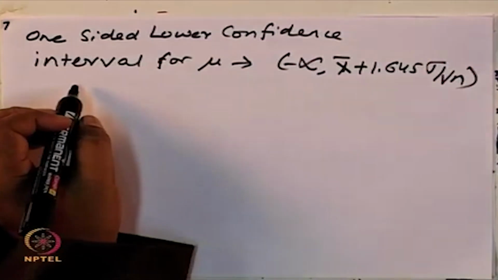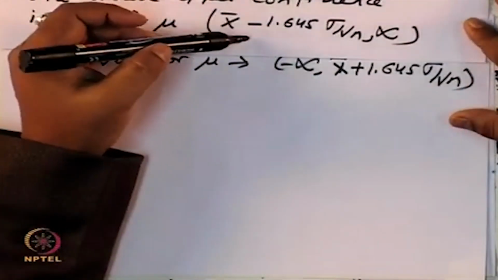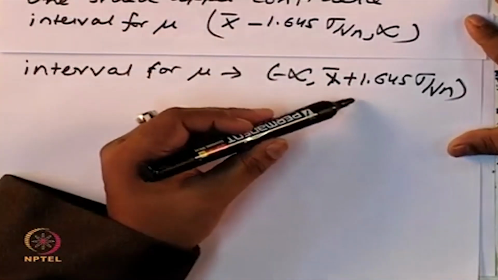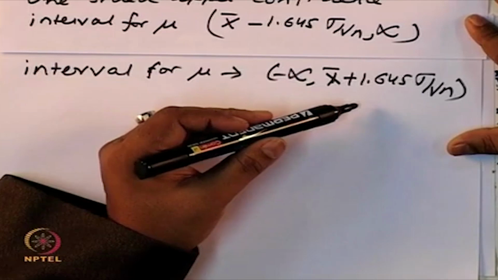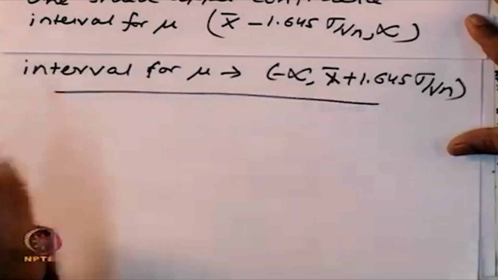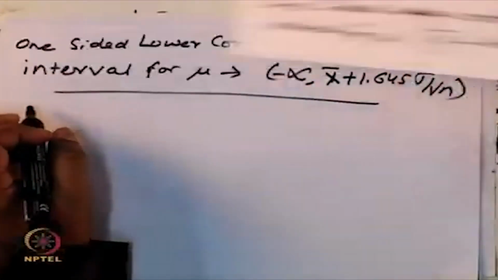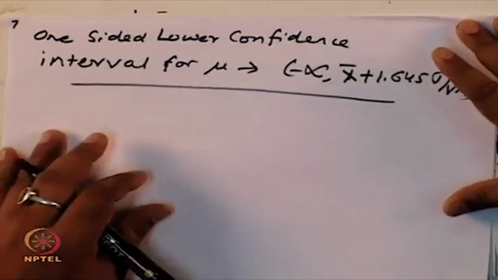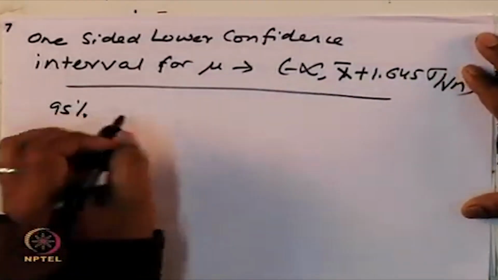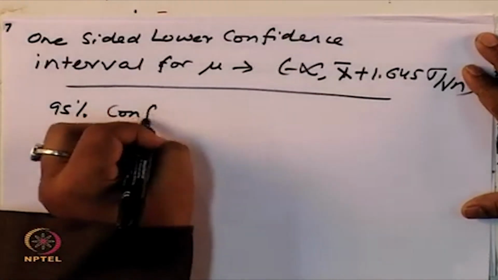Okay. So, this stipulates the lower bound for mu, and this, x bar plus 1.645 sigma by root n, stipulates the upper bound for mu. Okay. Now, for all these cases we have assumed the 95% confidence interval, right.